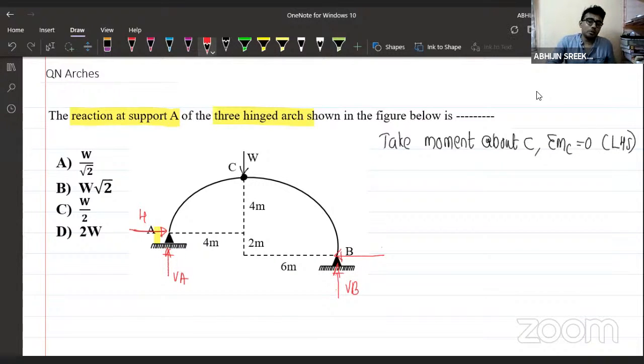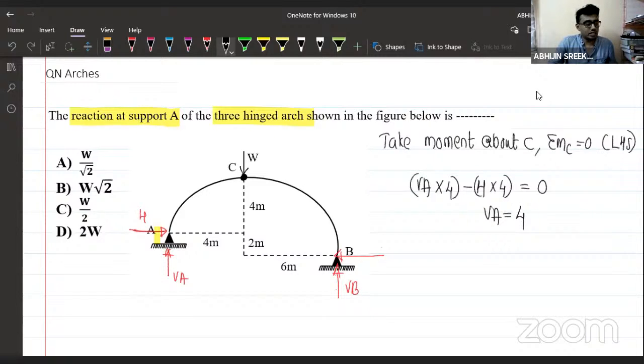Now, if I take the moment about C from the left hand side, what are the forces creating moment? VA will be creating moment. VA into 4 is the moment created by the reaction VA. I'm taking clockwise moment as positive. With the assumed direction, VA is creating a clockwise moment. H will also be creating a moment, which is anti-clockwise in nature. So minus H into 4 will be the moment created by H, and the sum will be equal to 0. From this we can easily say VA is equal to H. Simple, right? VA is equal to H. This is equation number 1.